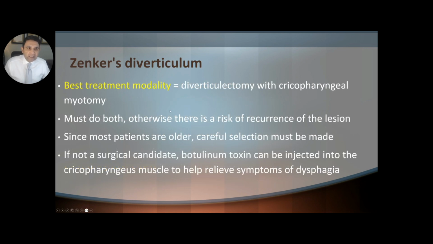The best treatment modality is diverticulectomy with cricopharyngeal myotomy. Must do both, otherwise there is a risk of recurrence of the lesion. Since most patients are older, careful selection must be made. If the patient is not a surgical candidate, botulinum toxin can be injected into the cricopharyngeus muscle to help relieve symptoms of dysphagia. So we already talked about that Zenker's diverticulum pathology is over tightening of the cricopharyngeus muscle. So if we give botulinum toxin in the cricopharyngeus muscle to paralyze it, that can help relieve the symptoms of Zenker's diverticulum associated dysphagia.